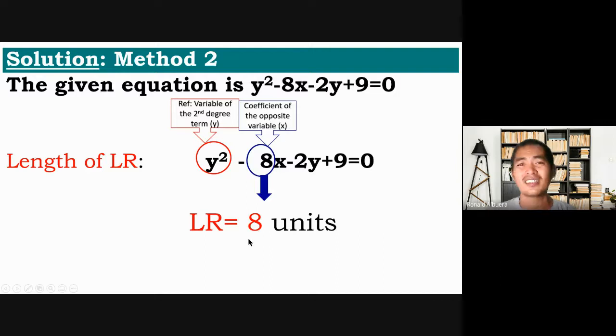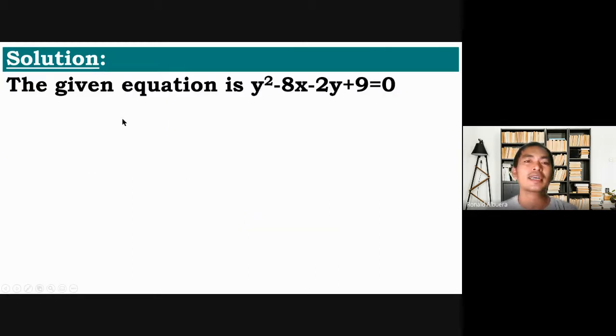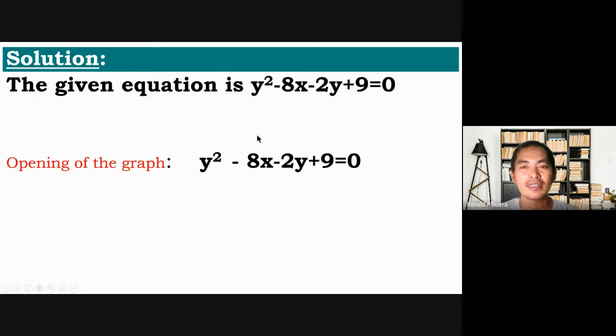That's a shortcut. Easy. Okay? How about, sir, kung may square, may coefficient na greater than 1 yung y squared? Of course, you divide it first. That's always positive. Now, next shortcut. Given the equation, the same in general form, y squared minus 8x minus 2y plus 9 equals 0.